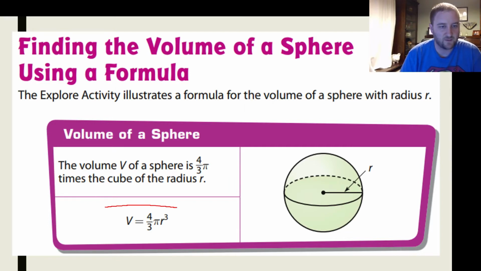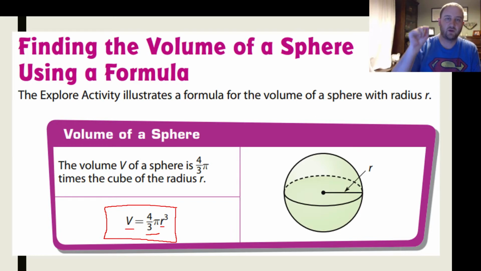That formula I'm going to have you write down is this one right here. The volume V, so V stands for volume. The volume of a sphere is 4/3 pi times the cube of the radius r. So we're not squaring the radius anymore for this one. For this one, we're cubing it. So we're doing r times r times r now. And again, remember the r is the radius.